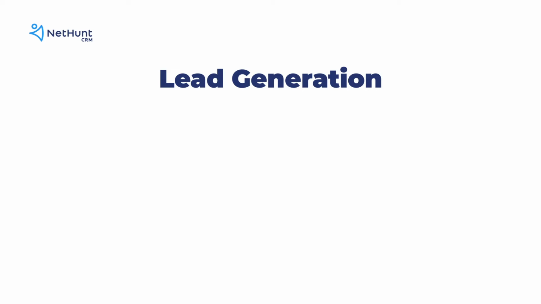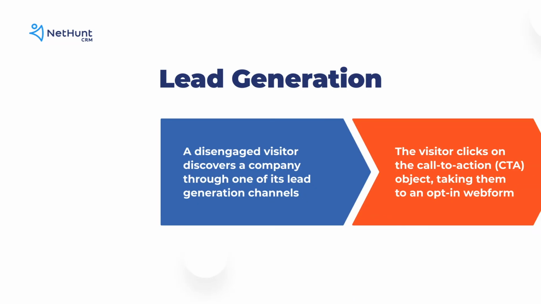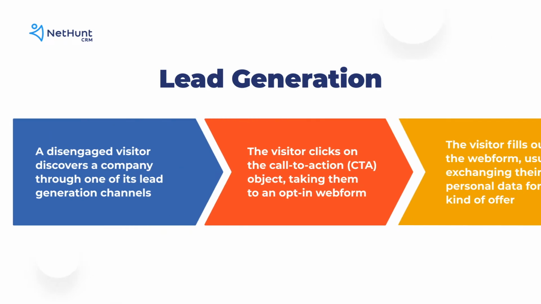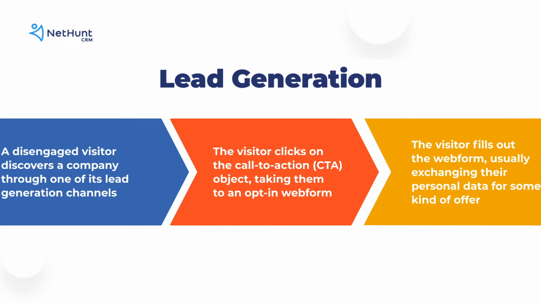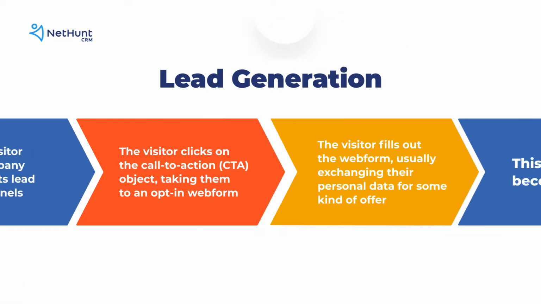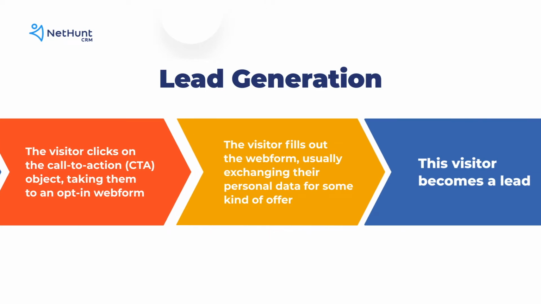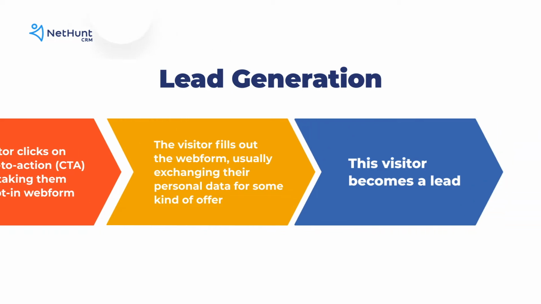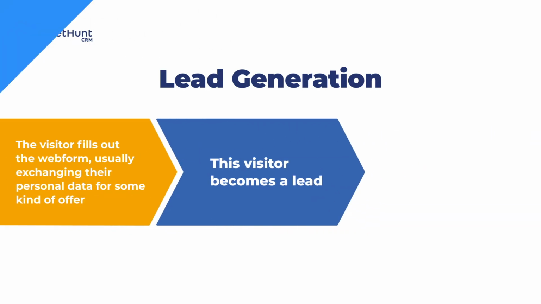A very typical lead generation process looks something like this. A disengaged visitor discovers a company through one of its lead generation channels. The visitor clicks on the call to action, CTA, object, taking them to an opt-in web form. The visitor fills out the web form, usually exchanging their personal data for some kind of offer. The visitor becomes a lead.